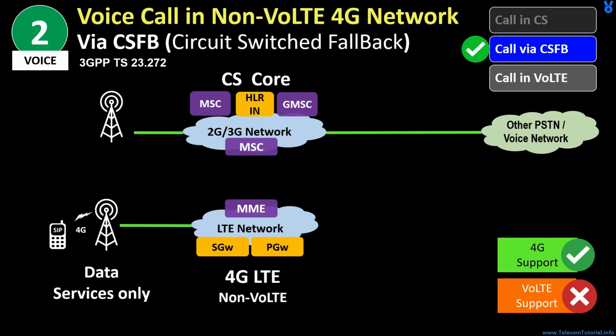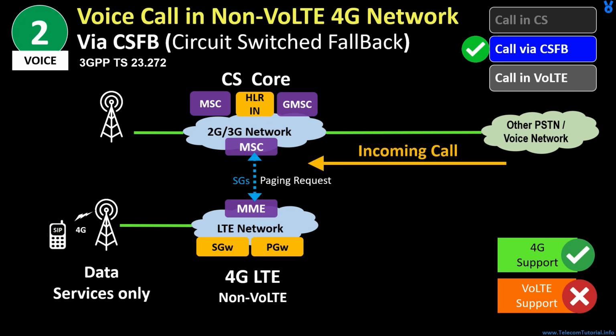incoming or outgoing calls. In the current scenario, the user is attached to the 4G network where he is using data for browsing the internet. The POI and PSTN connectivities are still terminated on the GMSCs which are part of the CS core network, which is 2G 3G. For this incoming call, since the user is latched on the 4G network, the MSC or CS network informs the MME of the incoming call by sending the paging request via the SGs link.